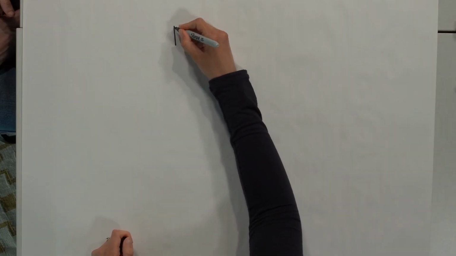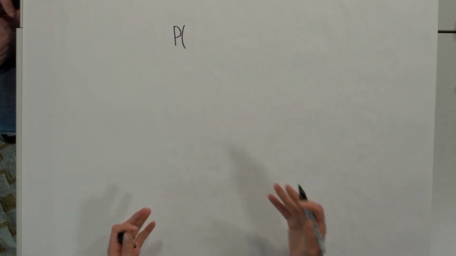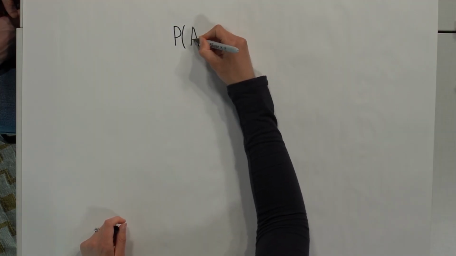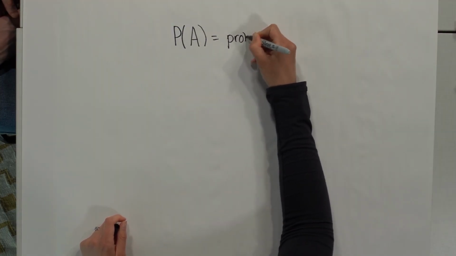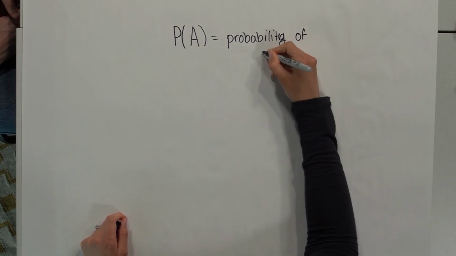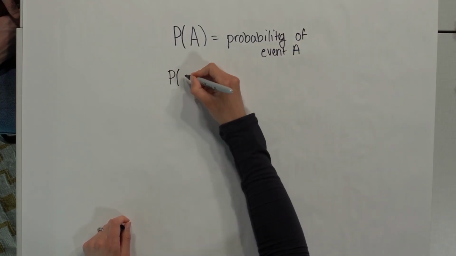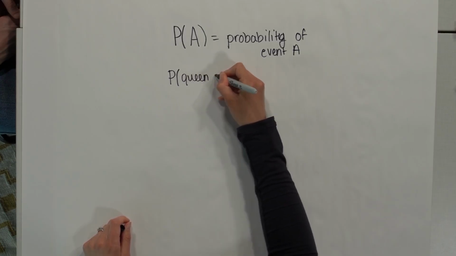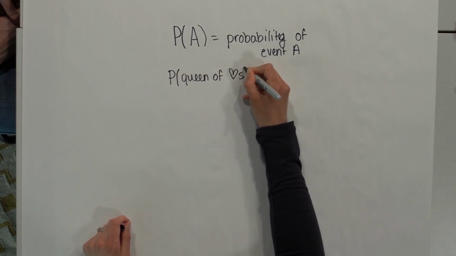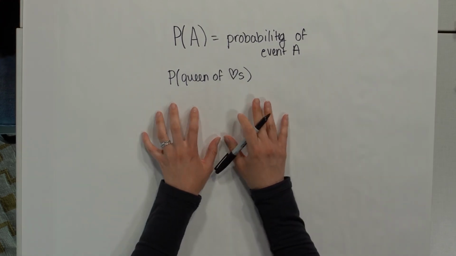So we use something called probability notation. And the most common way to do this is to have a capital P and then parentheses, and whatever is inside the parentheses is going to be what we're finding the probability of. So if I wrote something like this, this would be read as the probability of event A. If I said, what's the probability of getting the queen of hearts when I draw out of a deck of 52 cards, I would write that probability notation like this. So we're going to use this in the rest of the course.